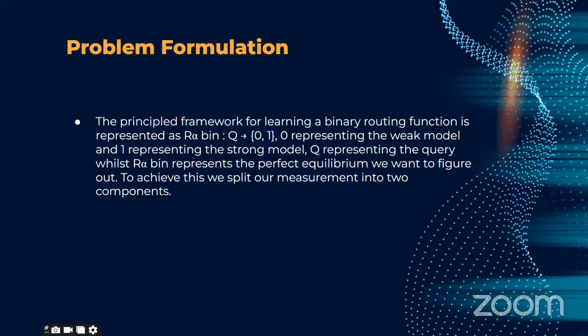The principled framework for learning a binary routing function takes in a query, and we represent our weaker and stronger models as 0 and 1: 0 representing the weaker model and 1 representing the strong model. Q represents the query, whilst R-alpha-bin represents the perfect equilibrium we want to figure out. To achieve this, we split our measurement into two components.